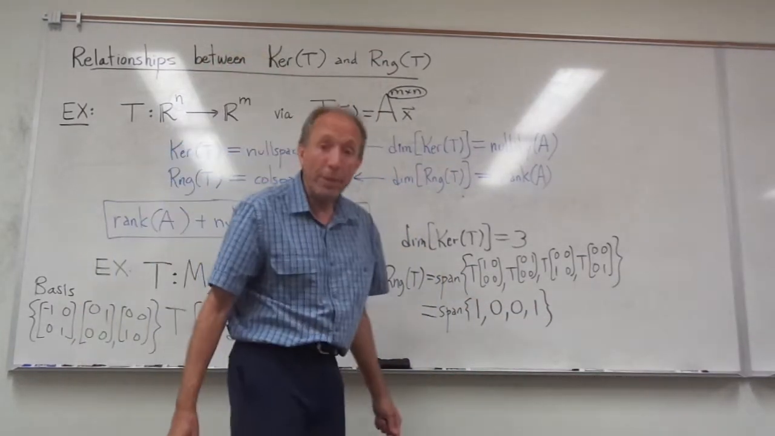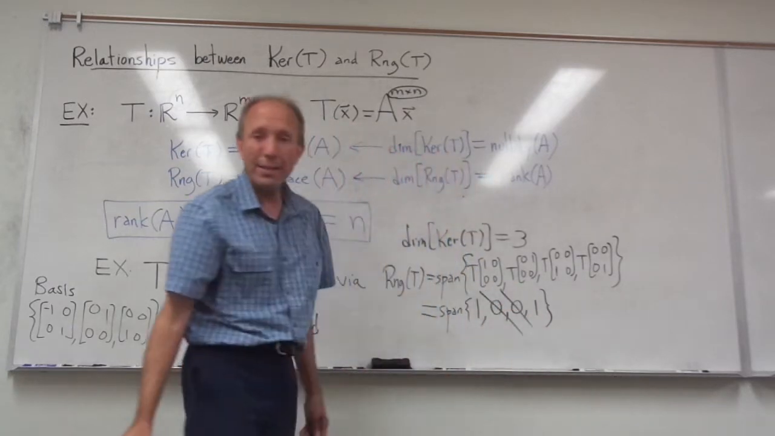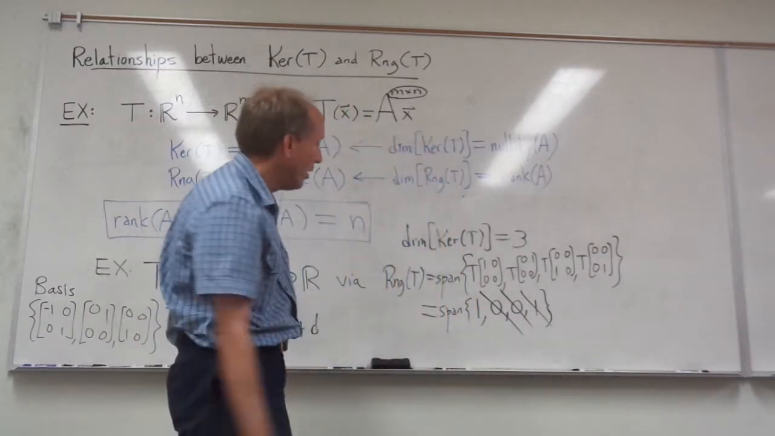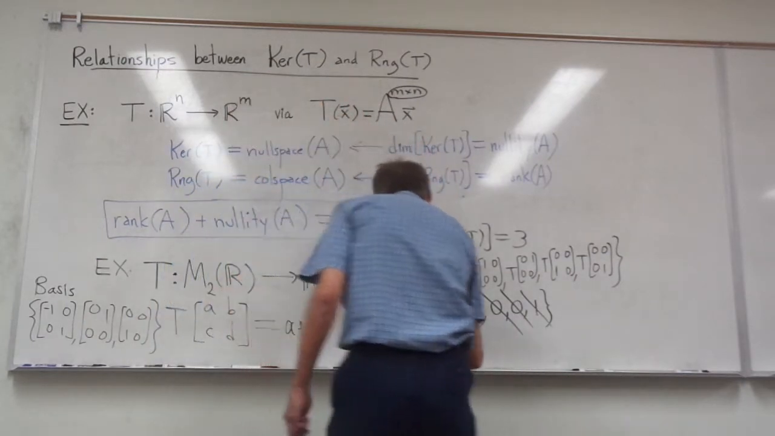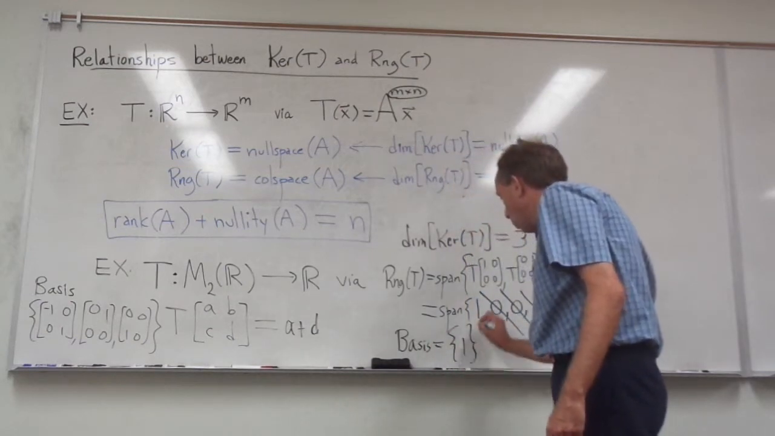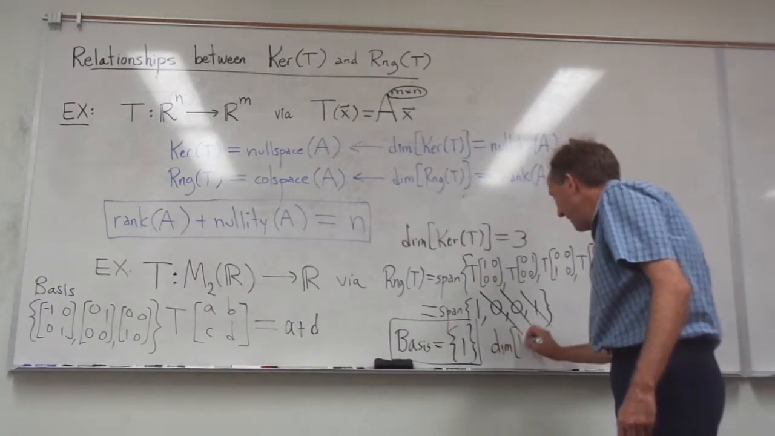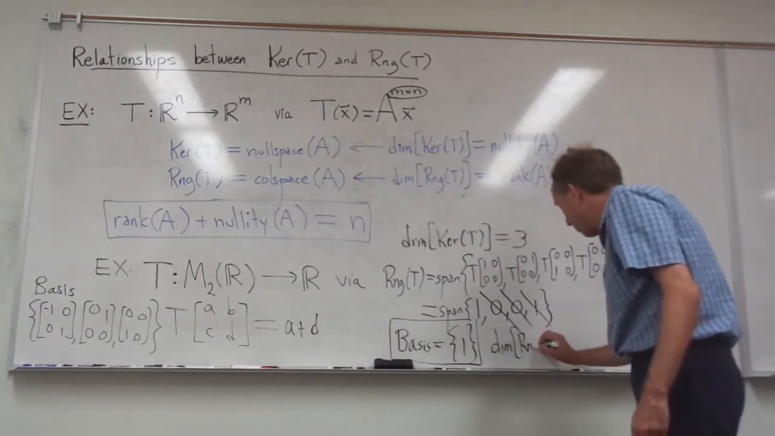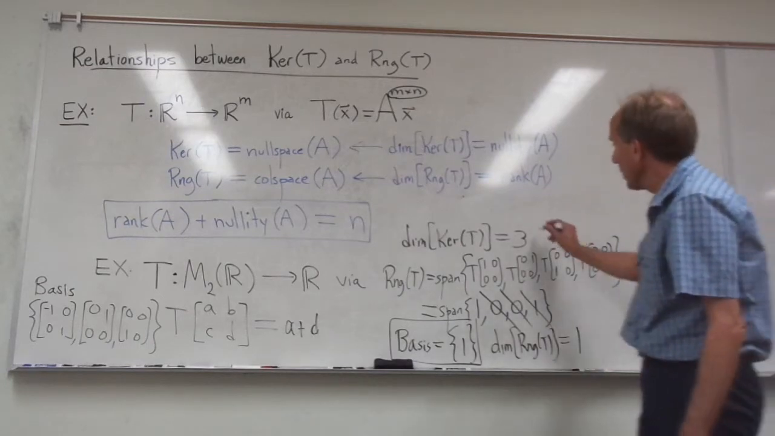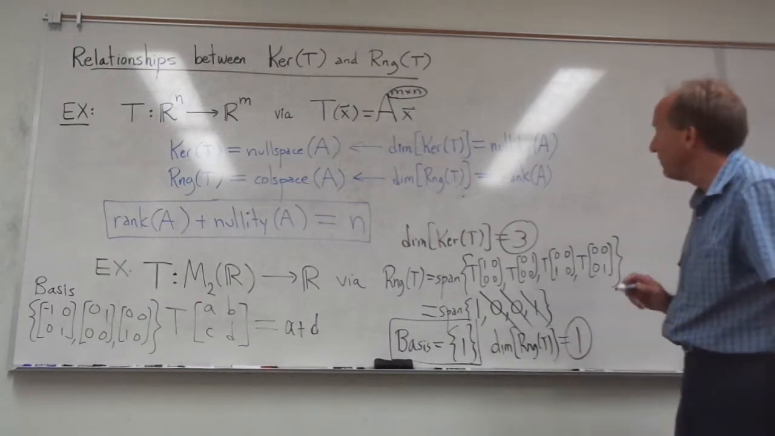And that's a big waste of money because, of course, we don't need to put 0 into the spanning set, and we don't need to duplicate 1 at all. So my basis for the range of T is just simply going to be 1. And if there's exactly one thing in that basis, then the dimension is 1. So take a look. The kernel is 3-dimensional. The range is 1-dimensional.